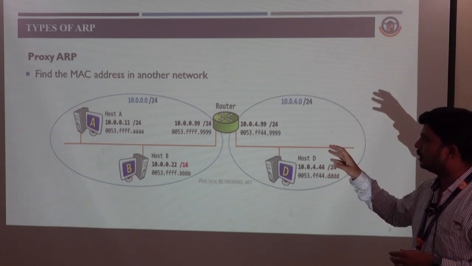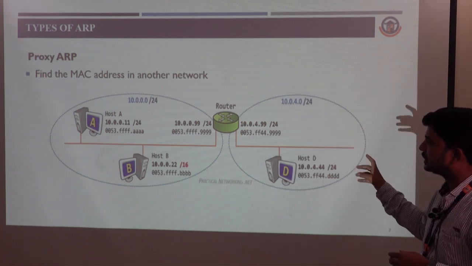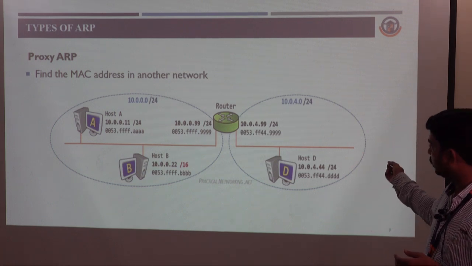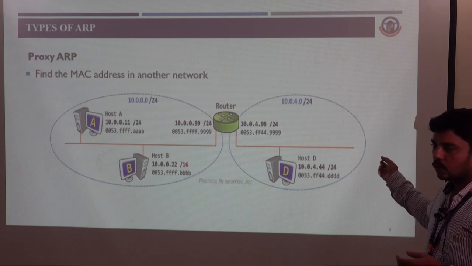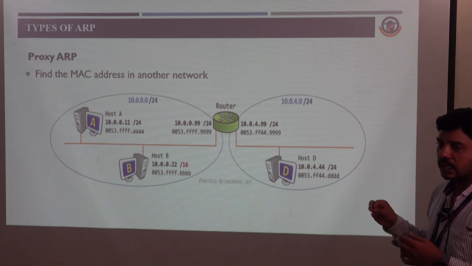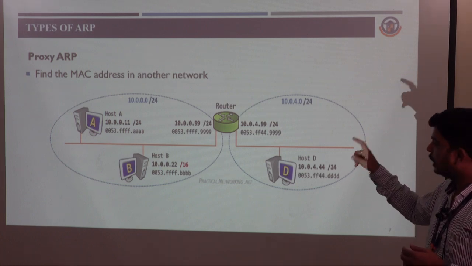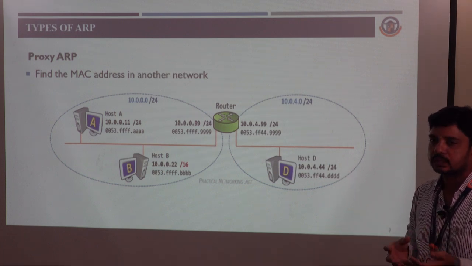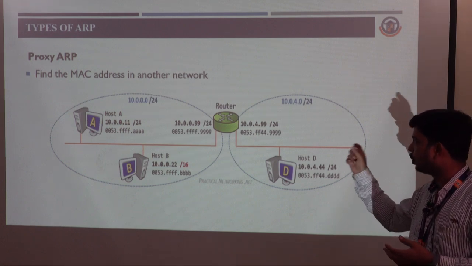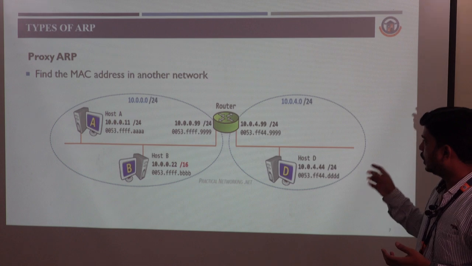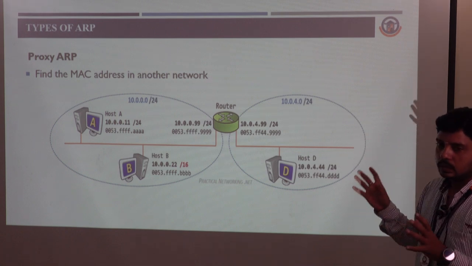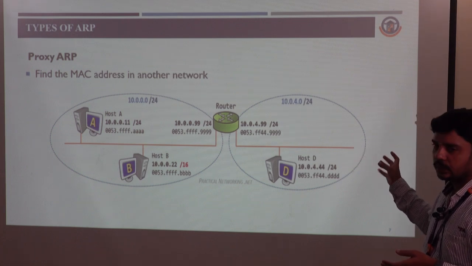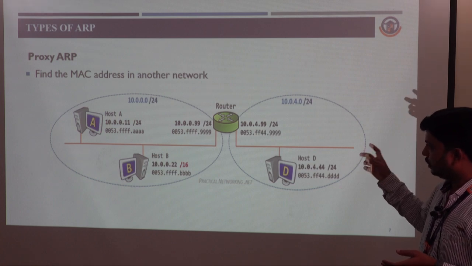Here I want to communicate from A to D, so I need a source IP address and destination IP address, as well as the IP address and MAC address of host D. Then only can I communicate from host A to host D. If I don't have either the IP address or the MAC address, I can't communicate from host A to host D. So in proxy ARP, if computer A wants to communicate with computer D, we need the source and destination IP addresses as well as the MAC address of the destination computer.